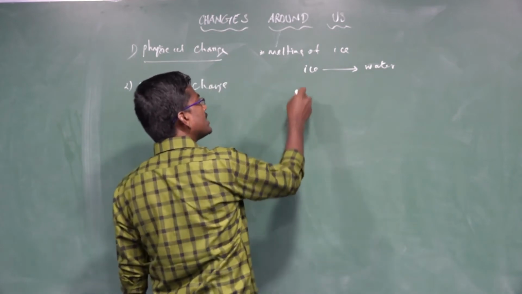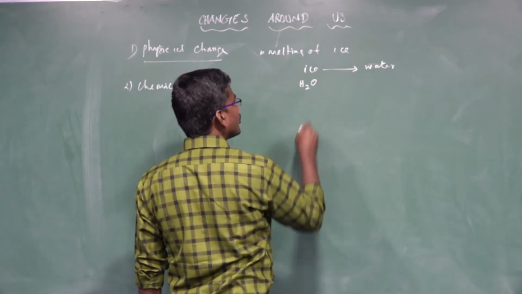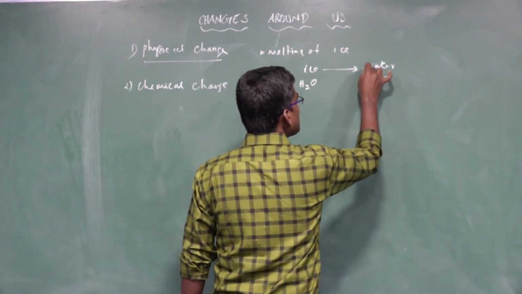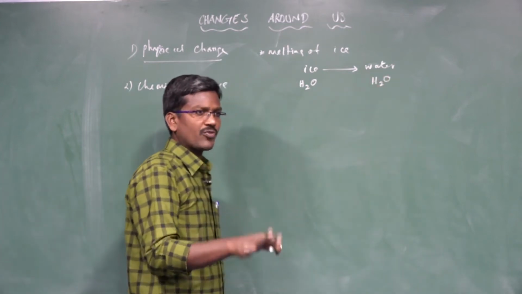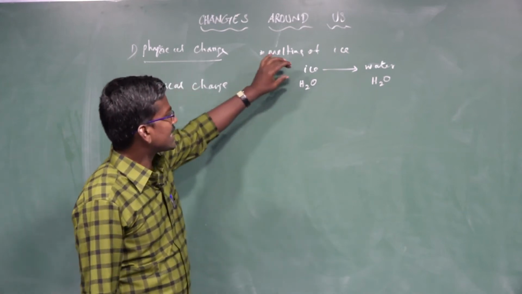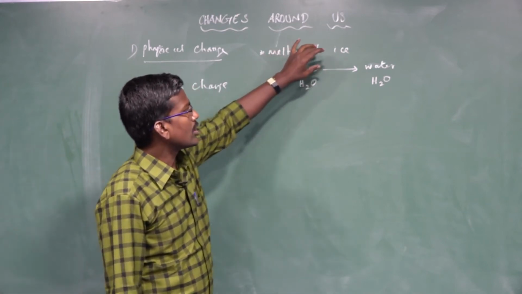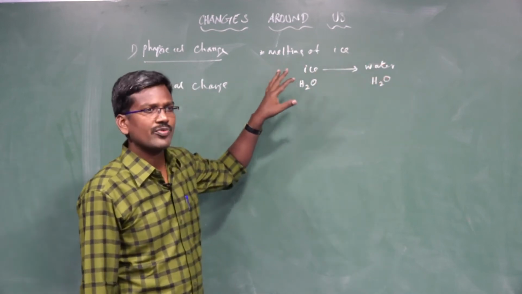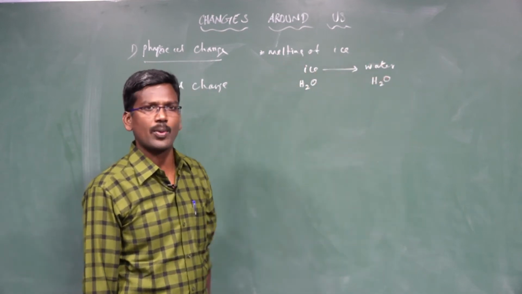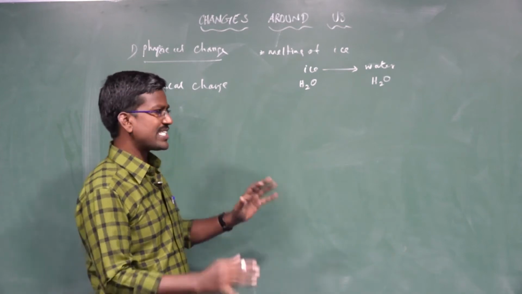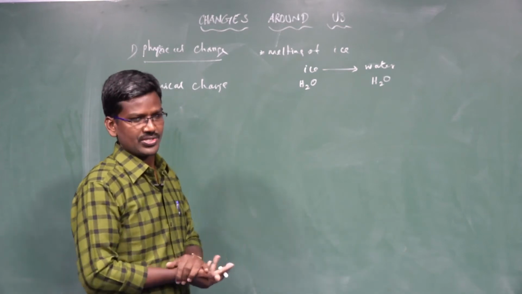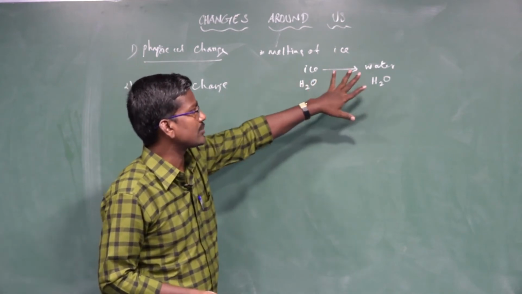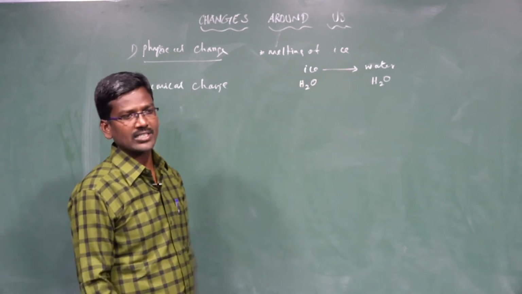What is the formula of ice? H2O. What is the formula of water? H2O. In this reaction, no new products are formed because the reactants are water molecules and the products also contain water molecules. So the reaction in which no new products are formed is known as a physical change. Only the physical state changes. One solid substance is converted into a liquid substance, that's enough. No new products are formed.